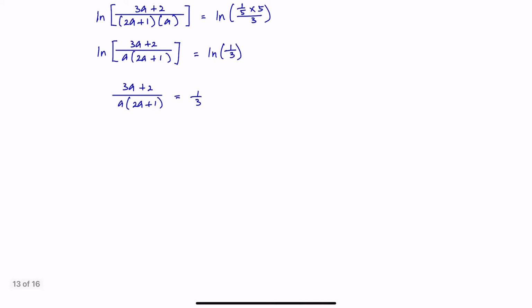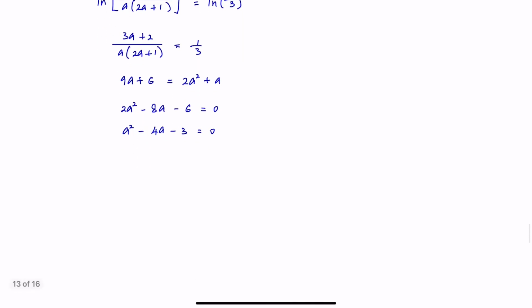And we cross multiply it, we would get 9a+6 equals 2a squared plus 8. Rearrange it to get 2a squared minus 8a minus 6 equals 0. And we have a squared minus 4a minus 3 to make our lives easier.